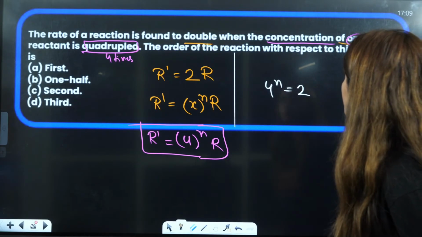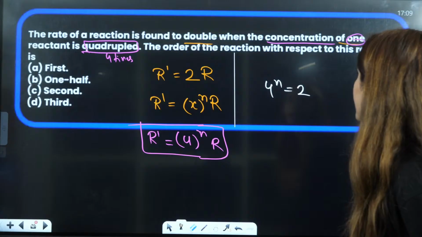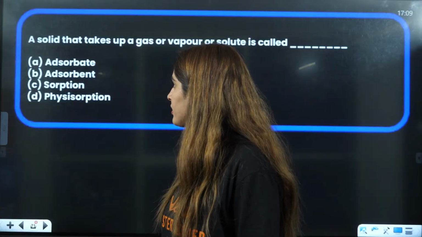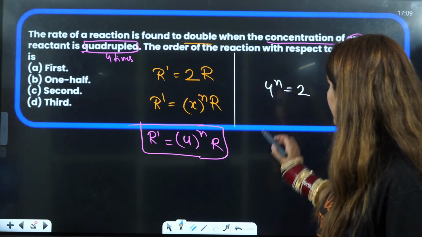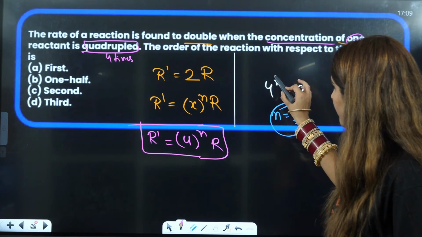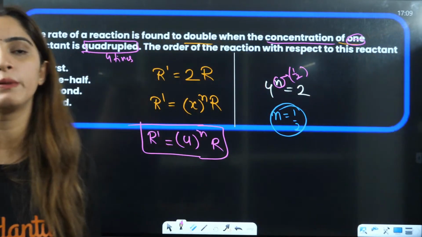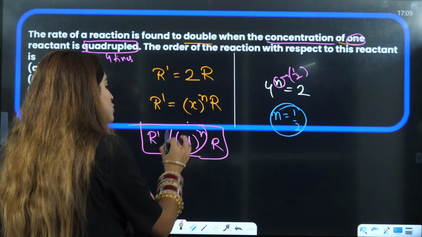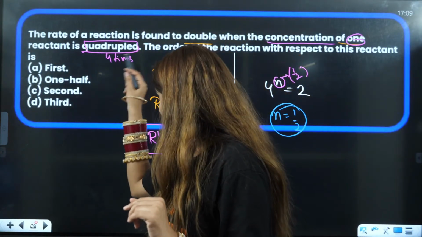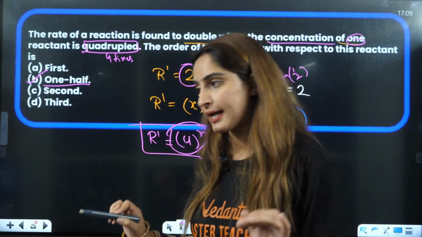The rate of reaction is found to double when the concentration of one reactant is quadrupled. The order of the reaction should be half order, 1/2. Because n will be equal to 1 by 2. Only if n is 1 by 2, then 4 raised to power 1 by 2, that is the square root of 4, will be equal to 2. This value should be equal to this value, which is what is given in the question. So according to the statement they have given, the answer should be 1/2. That is, B is the correct answer.